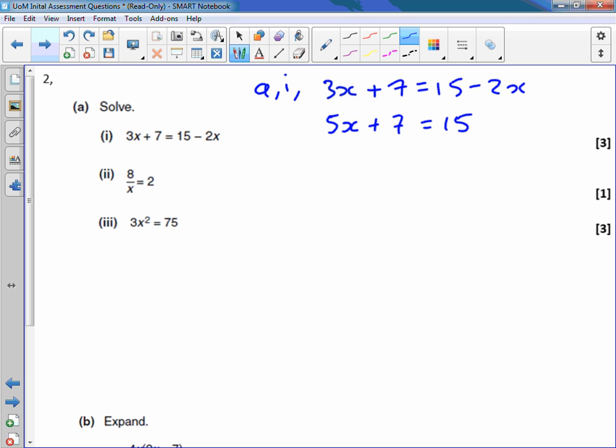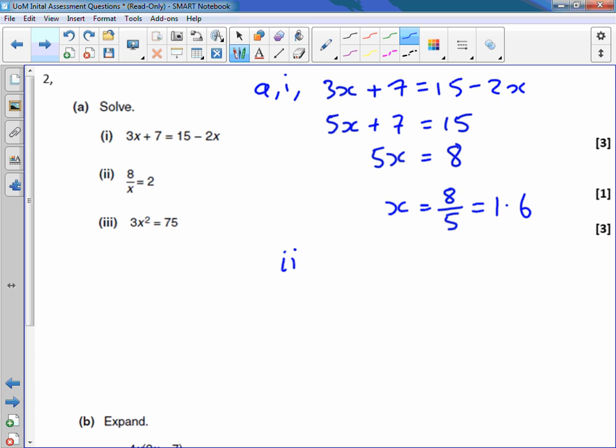So I'm putting my x's onto the left hand side. So I want to get my constants off the left hand side. So I need to get rid of my plus 7. So to get rid of my plus 7, I'm going to subtract 7 from both sides. So we get 5x equals 15 take away 7 is 8. So now we've got 5 lots of x is 8. So that means x is going to be 8 over 5, which is 1.6 if we want that as a decimal. Okay, so straightforward. GCSE grade D/E question.